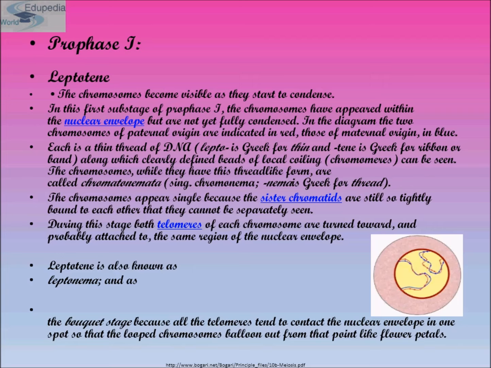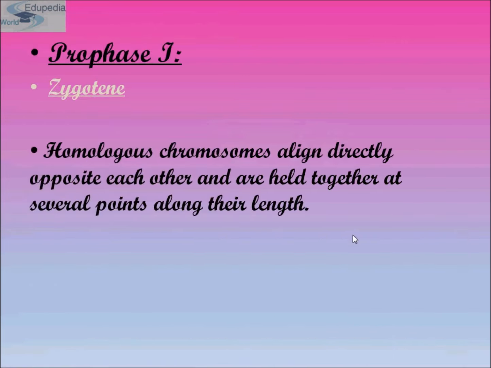During this stage, both telomeres of each chromosome are turned towards and probably attached to the same region of the nuclear envelope. Leptotene is also known as leptonema. It is a bouquet stage because all the telomeres tend to contact the nuclear envelope in one spot so that the looped chromosomes balloon out from that point like petals. This is the representation of prophase 1, that is leptotene.